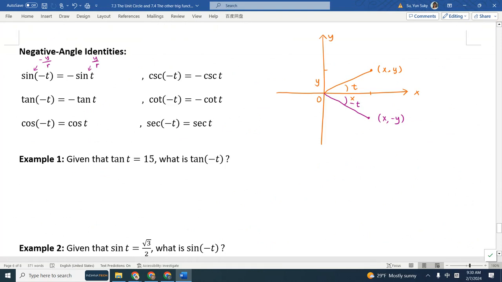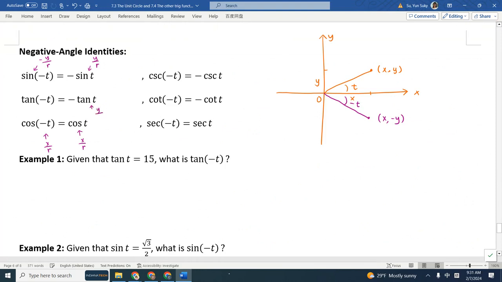Yes. How about cosine? Okay, cosine is here. What is cosine? X over r. So cosine is x over r. But look at the cosine of negative t. It's also x over r, right, everybody? So this is also x over r. Okay, now tangent. What is tangent? T.